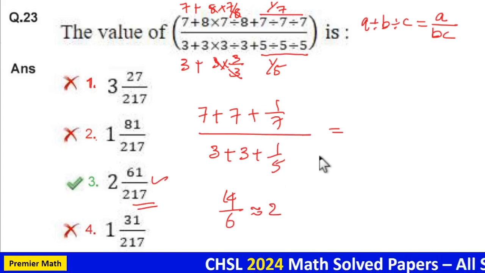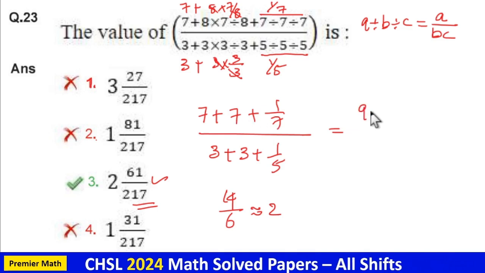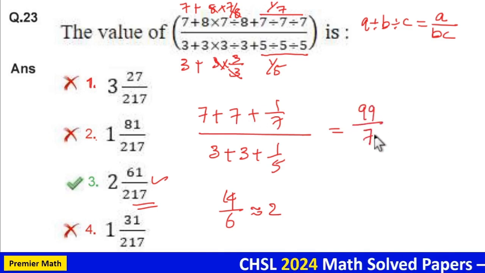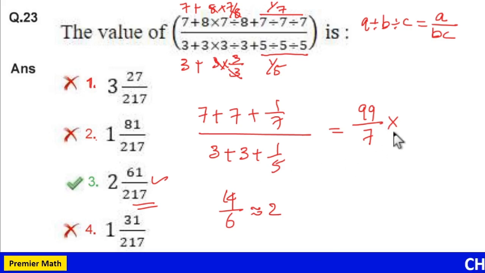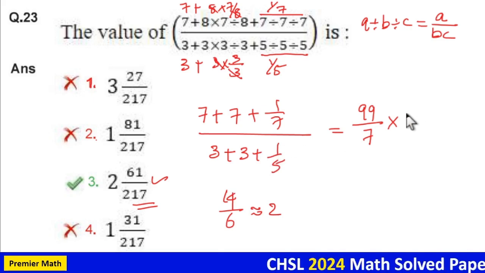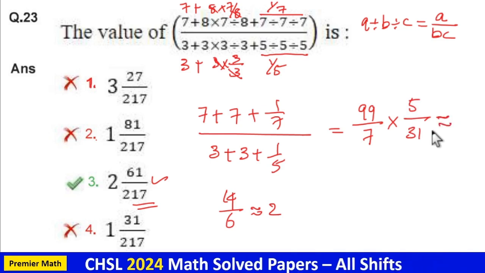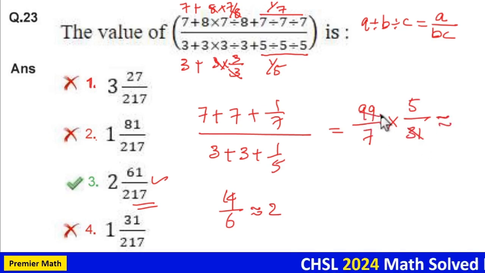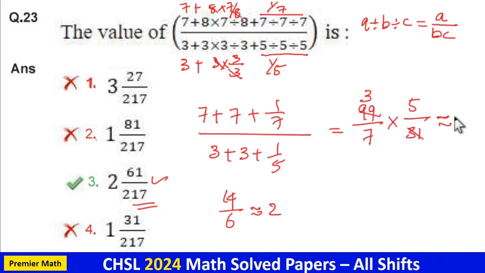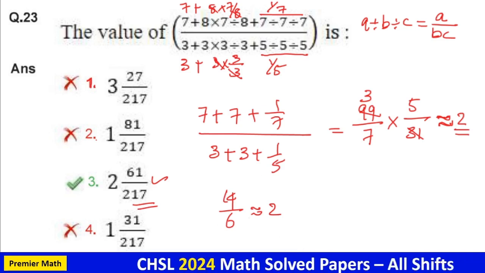That is, this will become 14 plus 1 by 7. 7 into 14 is 98. 98 plus 1 is 99. So 99 by 7. Here this will become divided by, will become into. Now 6 plus 1 by 5 means 5 into 6 is 30. 30 plus 1 is 31. So 31 by 5. Now if you look at this, here 31 goes around 3 times. So 3 into 5 is 15. 15 by 7 is around 2 times. So approximate the values, don't go for the calculation, because you have variation in options.